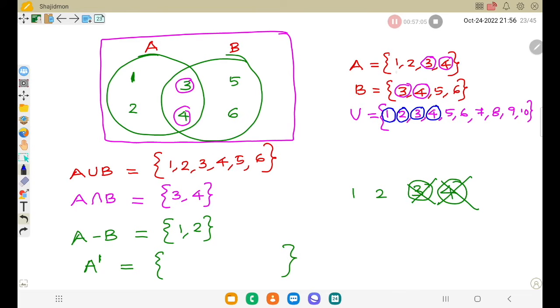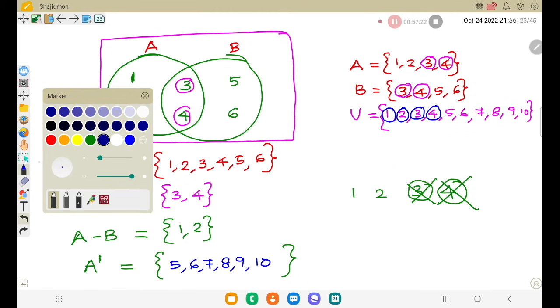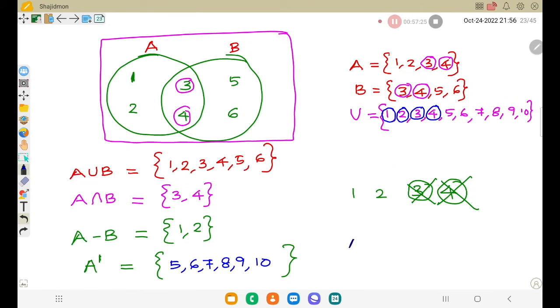That means the A set is completely deleted from U. So 1, 2, 3, 4 deleted, right? Remaining, so what are the remaining? 5, 6, 7, 8, 9 and 10. This is the A complement set. Hope you understood. Now next we need to write A symmetric difference B.